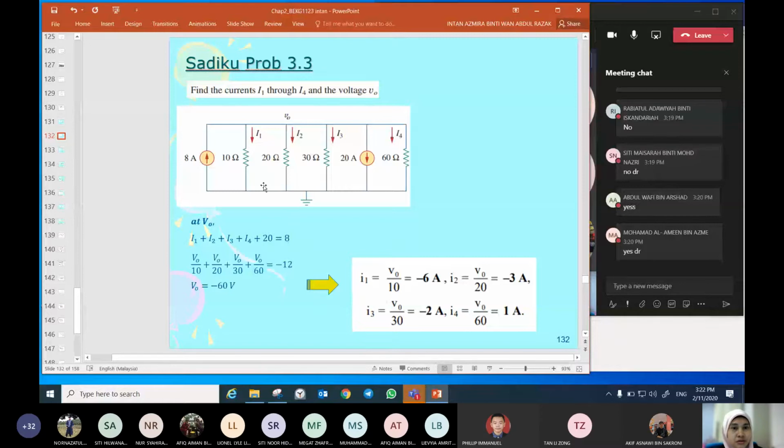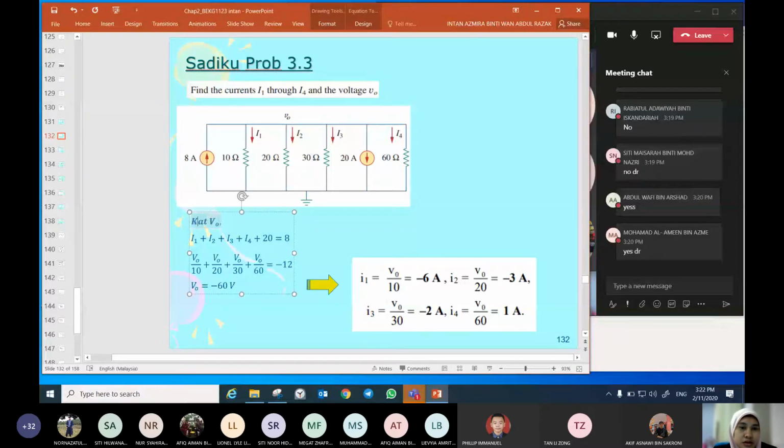So we have only one node at the top. Let's name it V node. This question specifies the node as V node, so just use V node. Do not replace it with V1, V2, Vx, Vy. Just use V node. Now we apply KCL at the node.